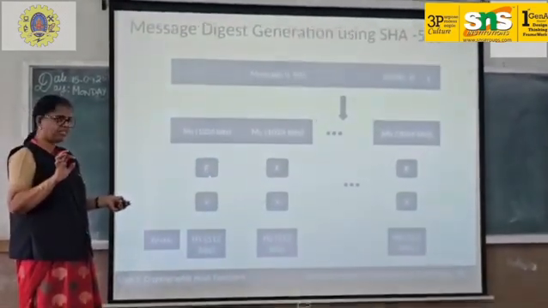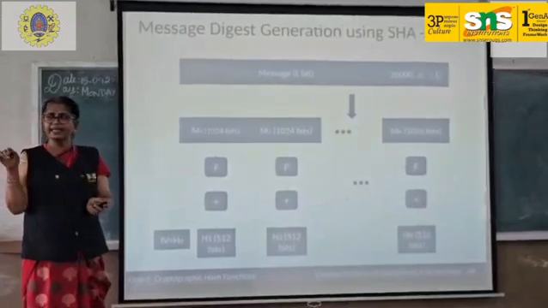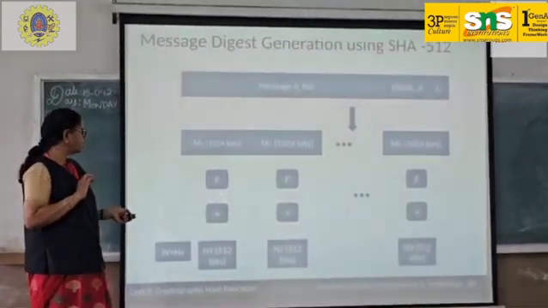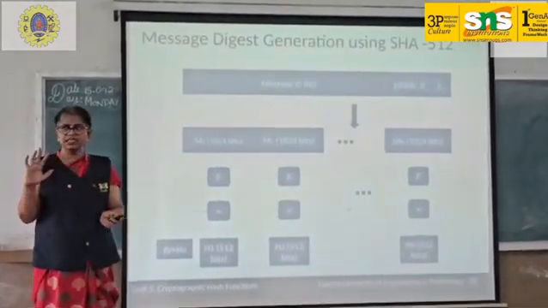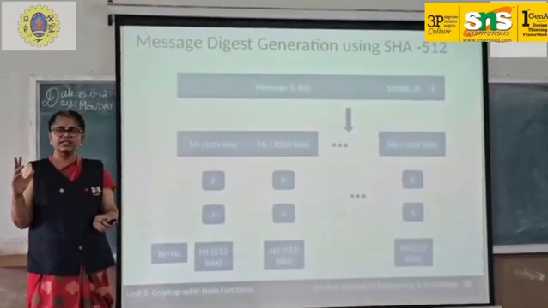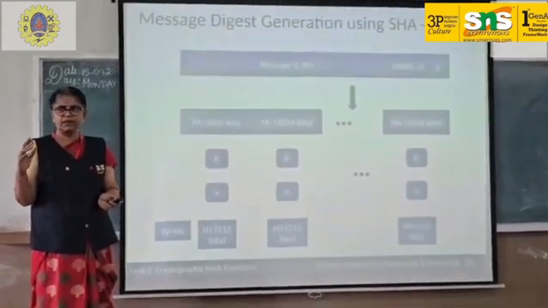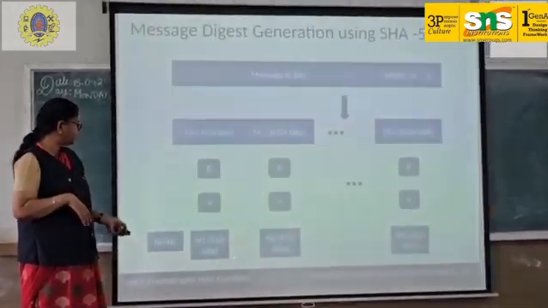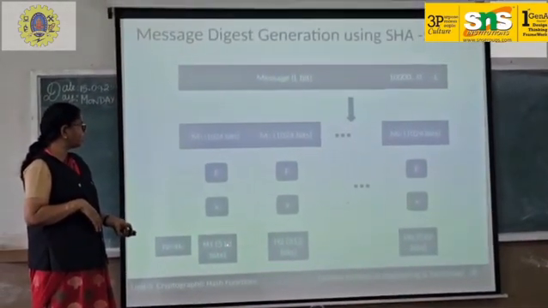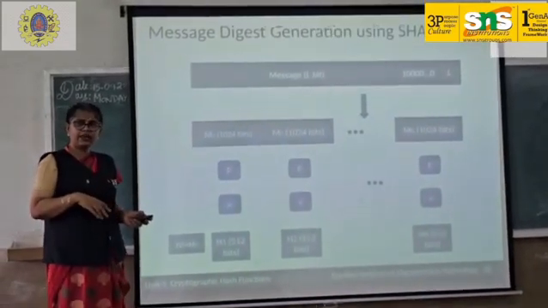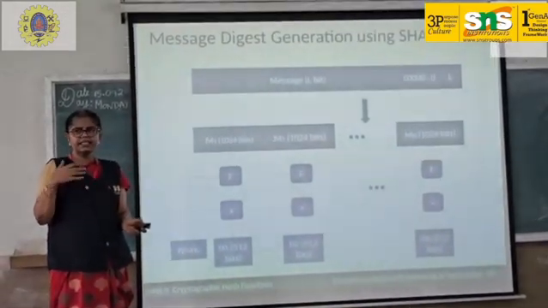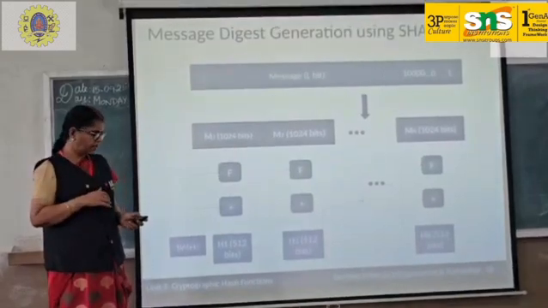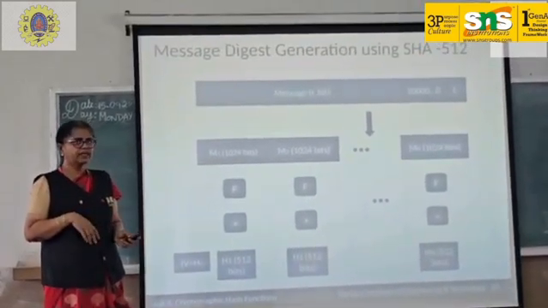Then it goes to various functions. Here there are 80 rounds of functions, and in each function 8 buffers are used. Various nonlinear functions are performed, and finally the digest size is 512. So this is more secure compared to MD5 and SHA-256. Okay, thank you.